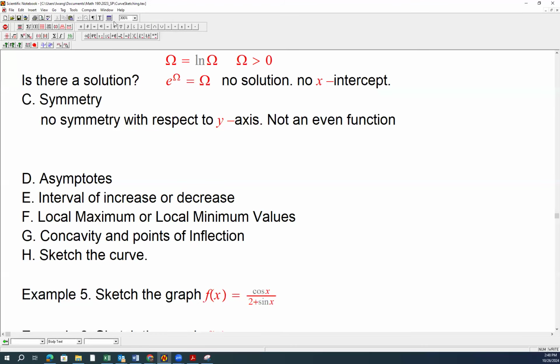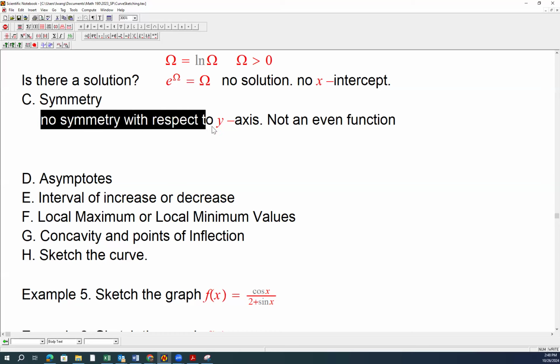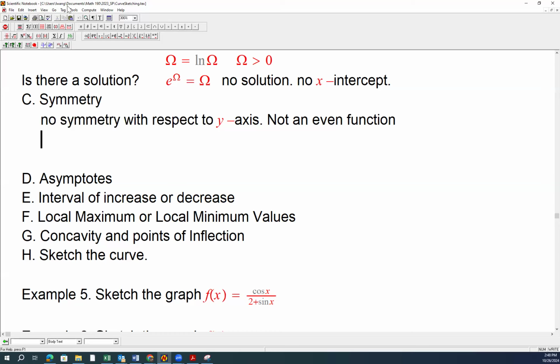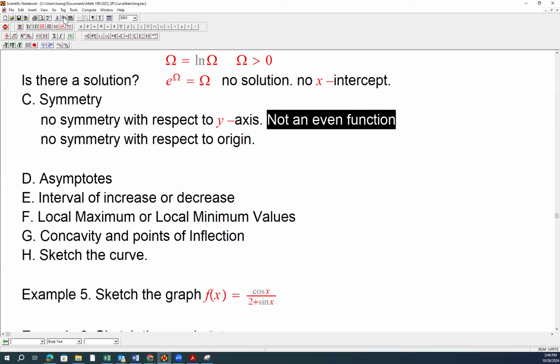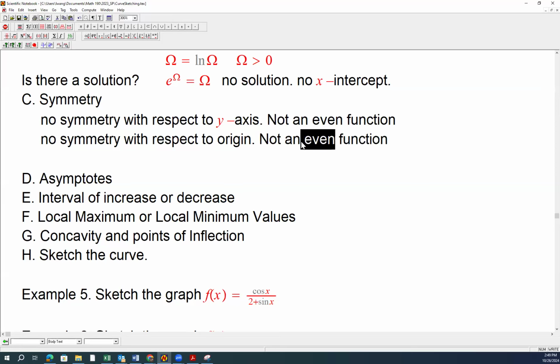Is it odd? No, not possible because we cannot have a negative input. No symmetry with respect to the origin. So it's not an odd function either.